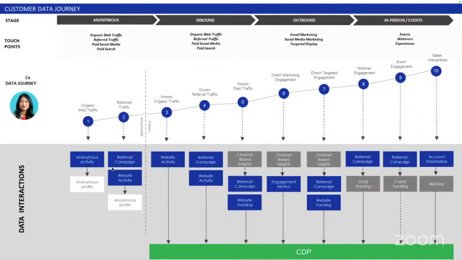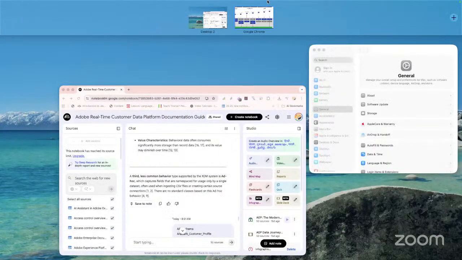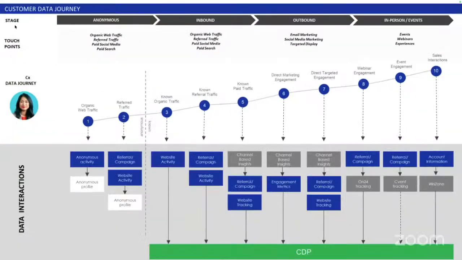And what is the role of the CDP here? The CDP is the customer data platform, as I mentioned. Its job is to create the profiles. How it creates the profile is by means of identities, which I will explain later. But whatever the stage we are going through, like anonymous, inbound, outbound or in-person events, for everything there will be tracking.